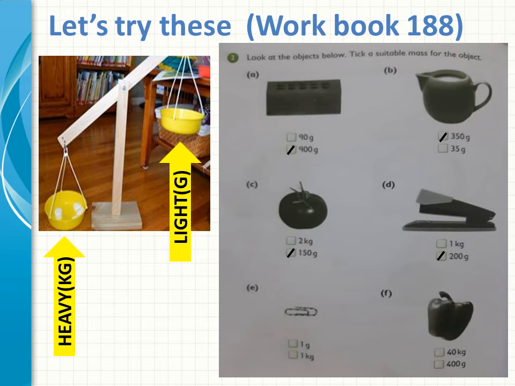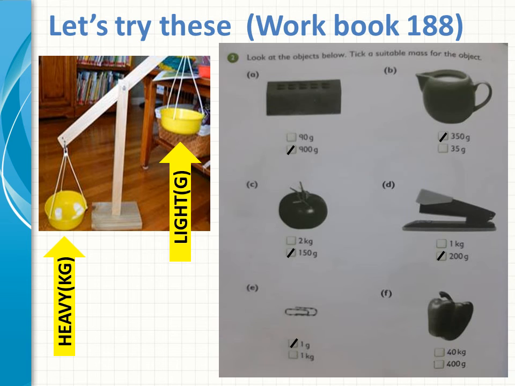Look at this staple pin or this paper pin, very tiny. You can pick with only 1 finger, very light. Okay, so this one, is it 1 gram or is it 1 kilogram? Kilogram is big, gram is small. So is it 1 kilogram? Is it very heavy? Or is it 1 gram? Is it very light? 1 gram, good job. So here we put 1 gram.